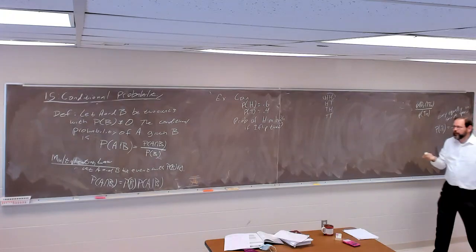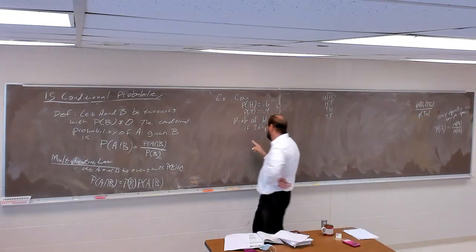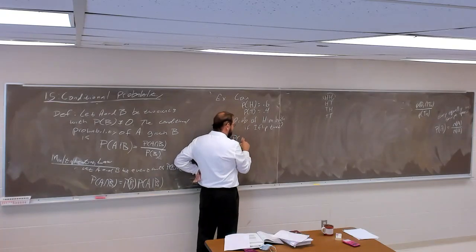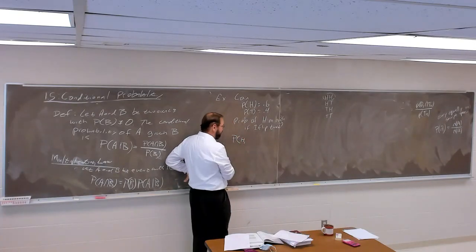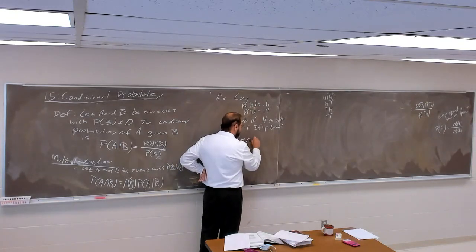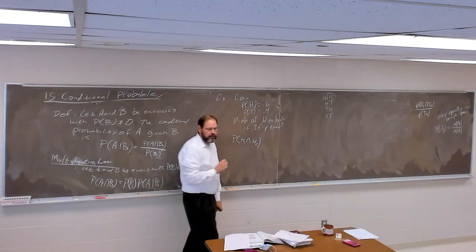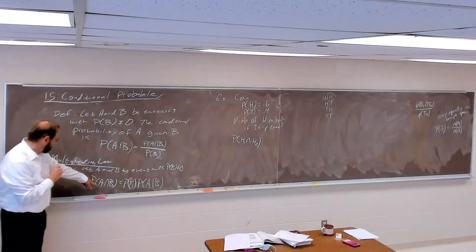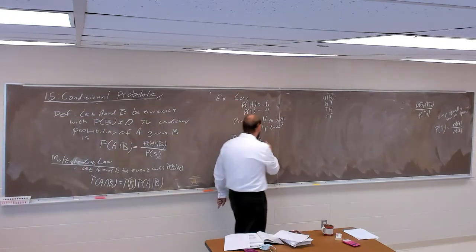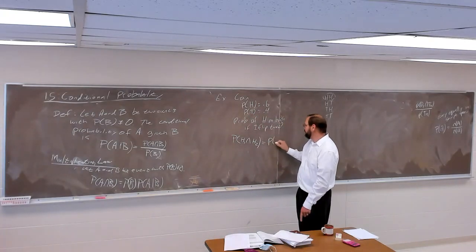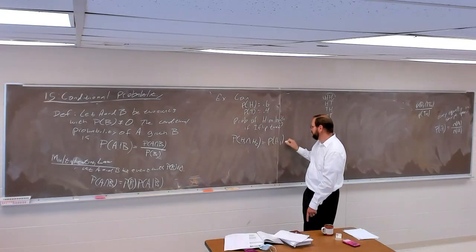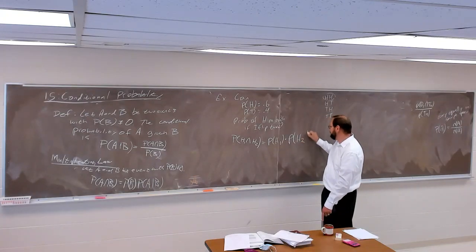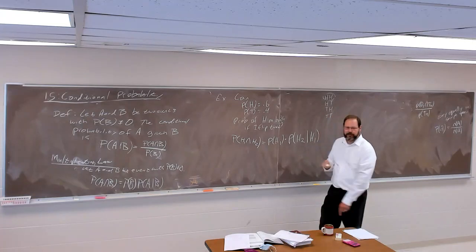So now what could I do? Well, let's ask it this way. I flip a coin twice. What is the probability I get heads on the first flip, I'll call it H1, and I get heads on the second flip? What this multiplication law is telling me is that it will be the probability I get a heads on the first flip multiplied by the probability I get a heads on the second flip, given I get heads on the first flip.